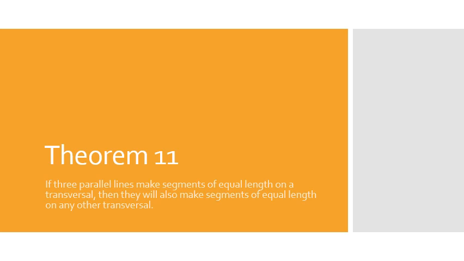In this video, I'm going to go through Theorem 11. If three parallel lines make segments of equal length on a transversal, then they will also make segments of equal length on any other transversal.